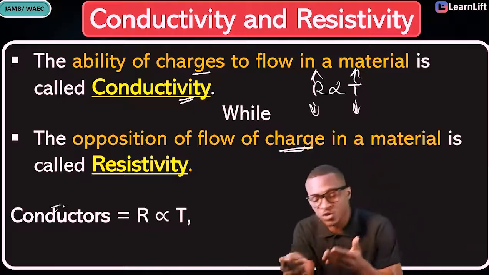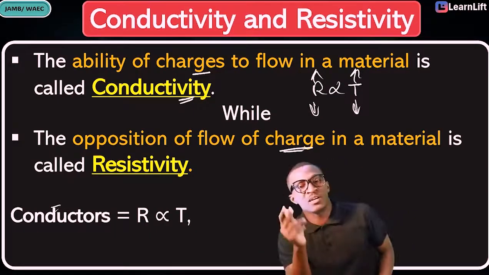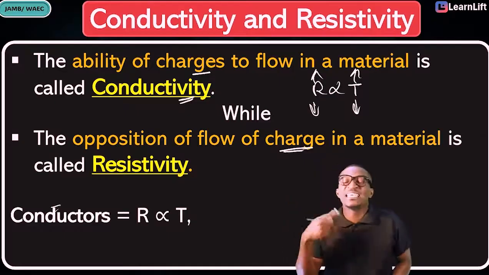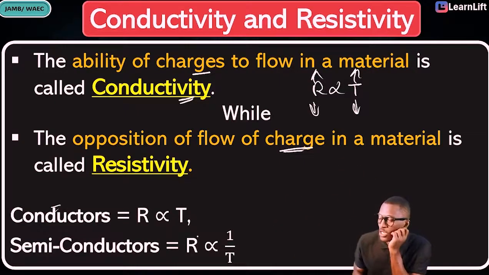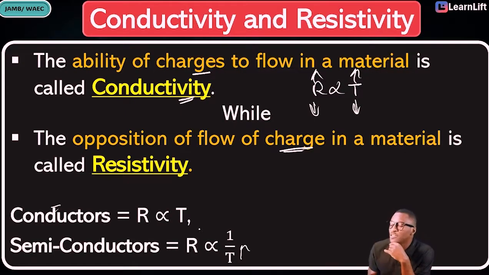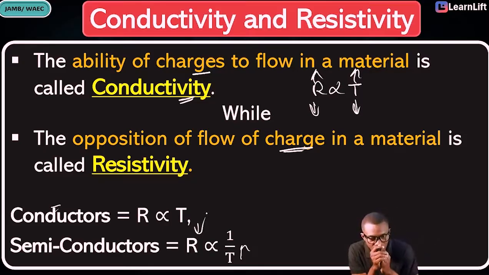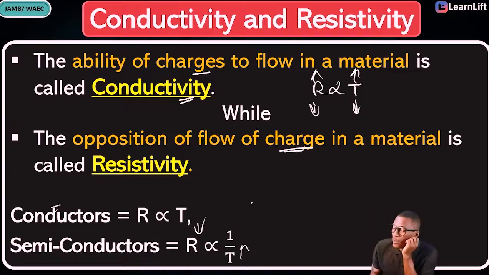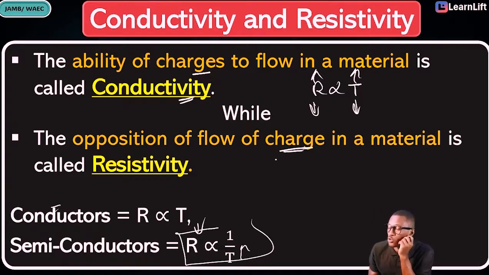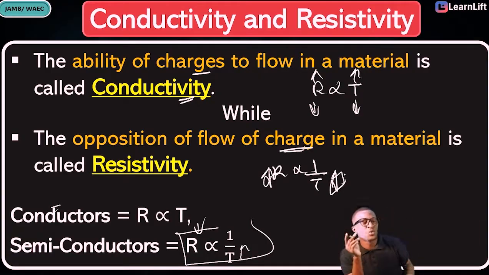Take note that in conductors, resistivity is proportional to temperature. But for semiconductors, resistivity is inversely proportional to temperature. For semiconductors, it means that if the temperature increases, resistivity will decrease. By now, you should know the relationship between directly proportional and inversely proportional. Please take note of this statement, a constant past question. For semiconductors, resistivity is proportional to 1 over temperature. So if temperature increases, resistivity will decrease. If resistivity increases, temperature will decrease. Do you understand that?